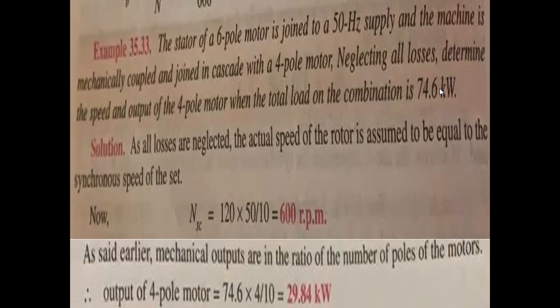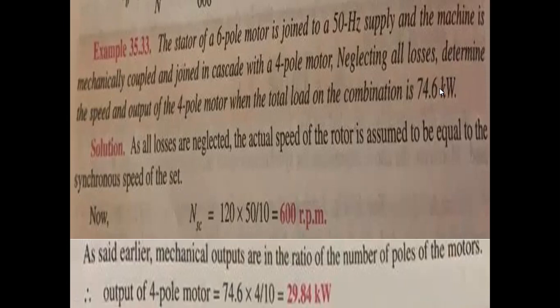So I am neglecting all the losses, and the actual speed of the rotor is assumed to be the synchronous speed of the set. Then NSC, the synchronous speed of the set, is equal to 120 F by P, that is 120 into 50 by P, where P is 6 plus 4, 10.